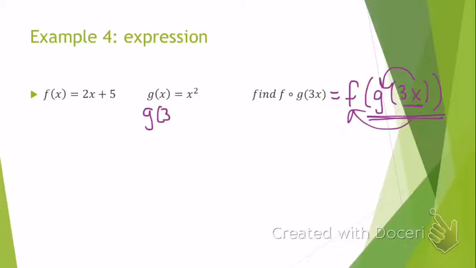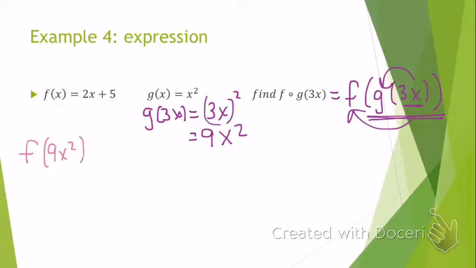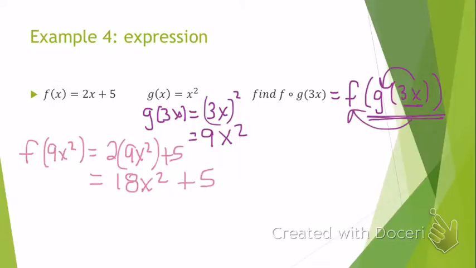So replace the x with 3x. Simplify that if possible. So 3x times 3x is 9x squared. Now we're going to take that answer and put it into f. So 2 times 9x squared is 18x squared, plus 5.